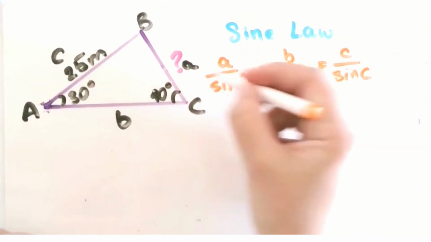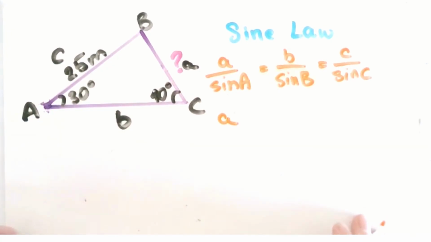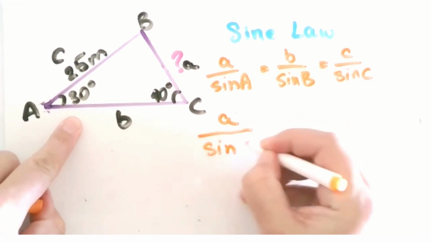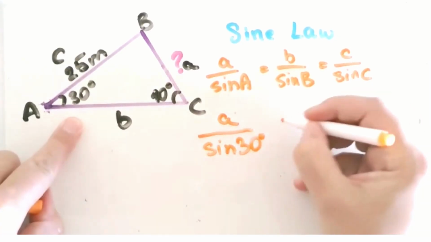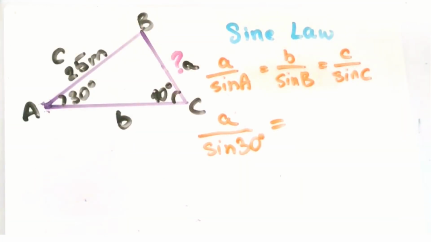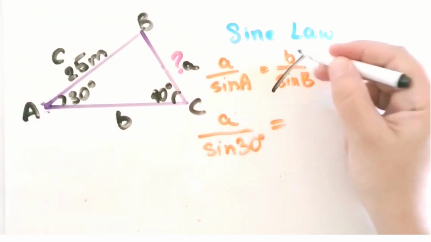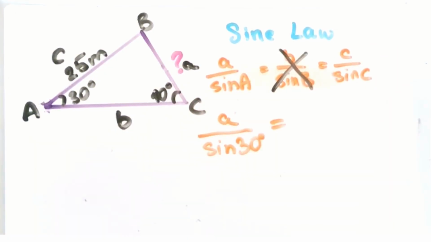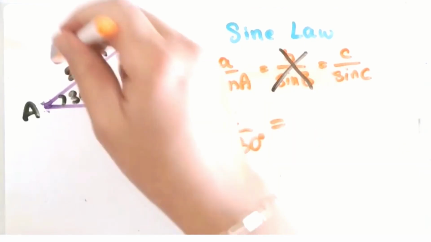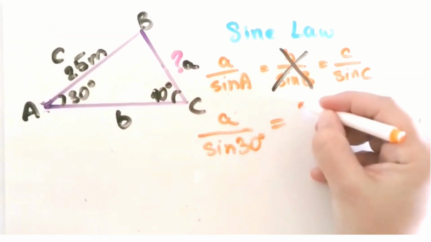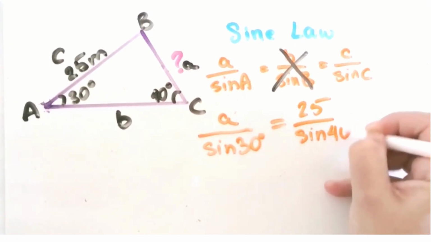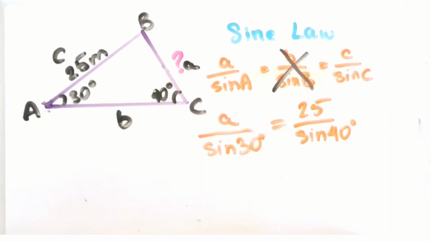Okay, so now let's just go ahead and plug everything in. I'm looking for side length a, so I'm just going to rewrite that as a over sine 30. And that's equal to, I don't really care about my b, so I'm not even going to use that in this case because I don't have a side length b and I don't have an angle b, but I do have angle c and I have side length c. So side length c is equal to 25 over sine of 40 degrees. Okay, so now my equation is set up as a ratio.